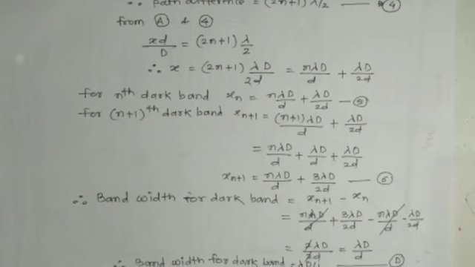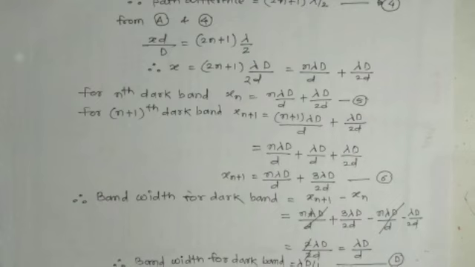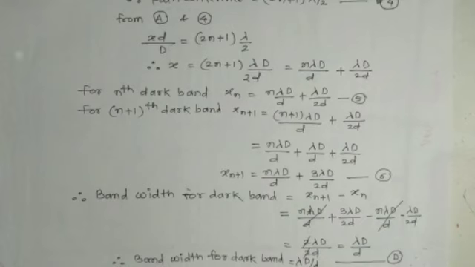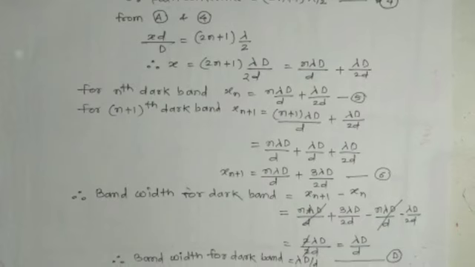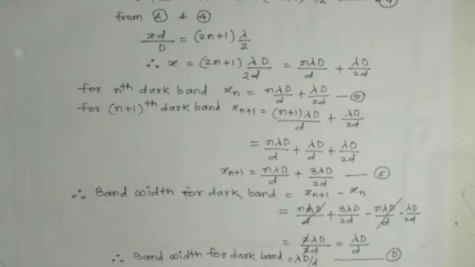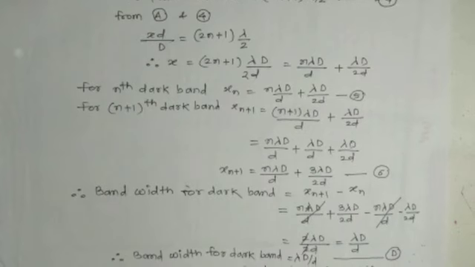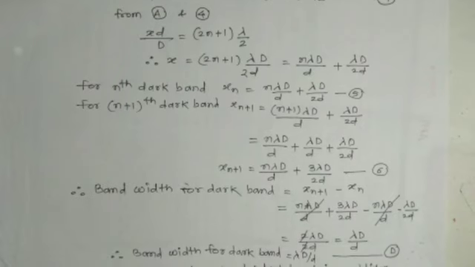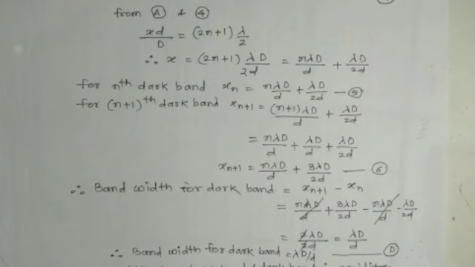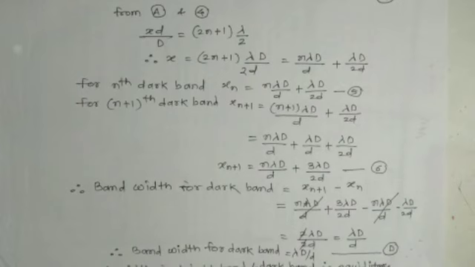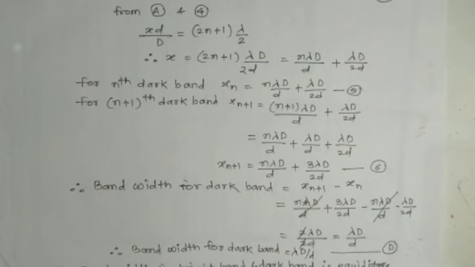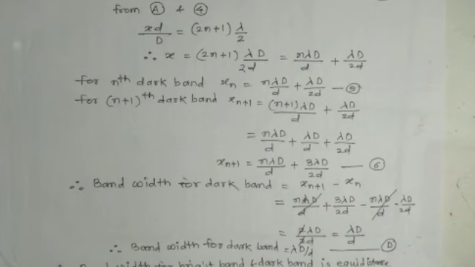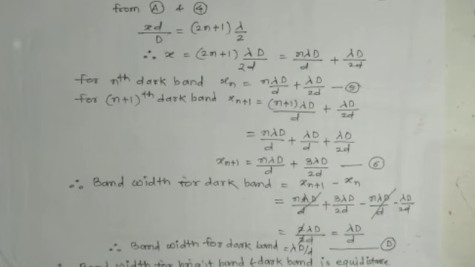Therefore, x_{n+1} is equal to nλD/d + 3λD/2d. Equation 6. From equation 5 and equation 6, bandwidth for dark band equals x_{n+1} minus x_n. Therefore, nλD/d + 3λD/2d minus nλD/d minus λD/2d.